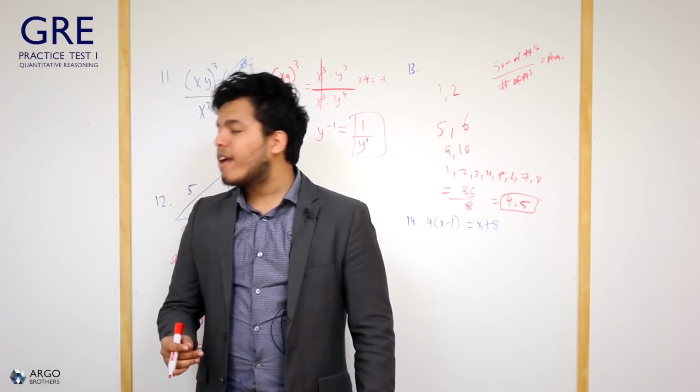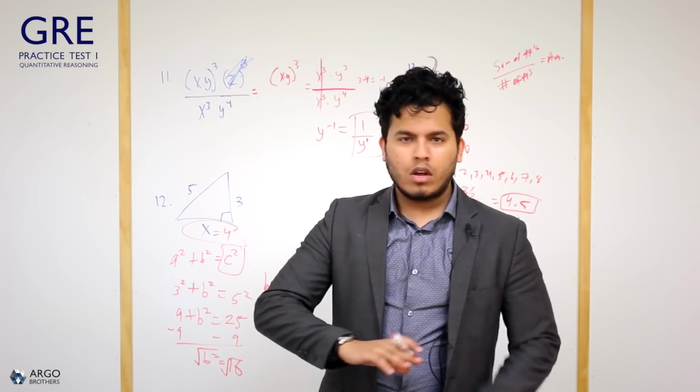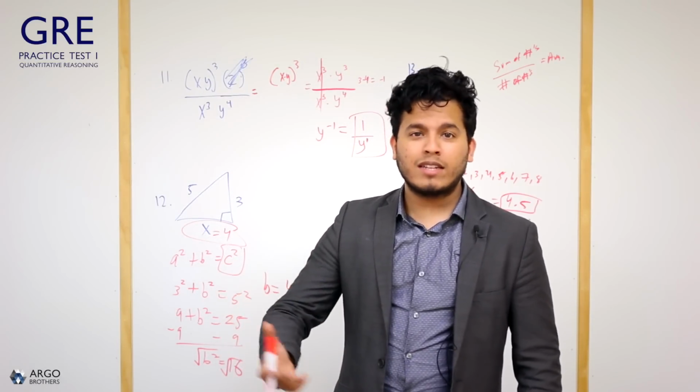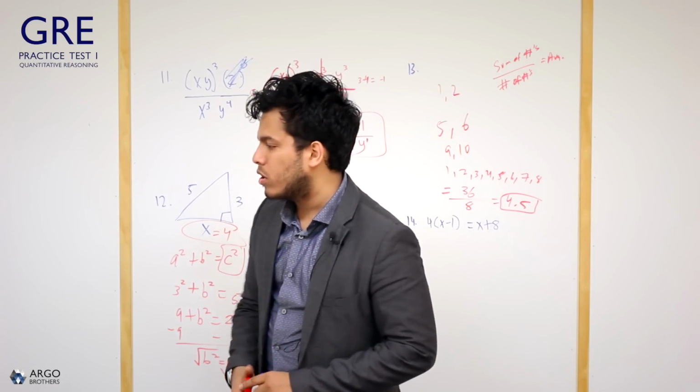Answer choice C reads the average of 8 and 11. 11 plus 8 is 19, 19 divided by 2. Already I know that 19 is an odd number. Any odd number divided by 2 will not result in an integer.